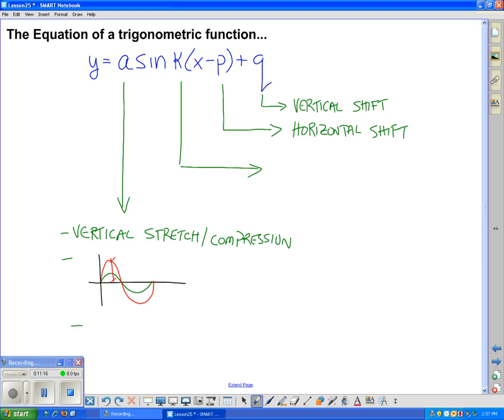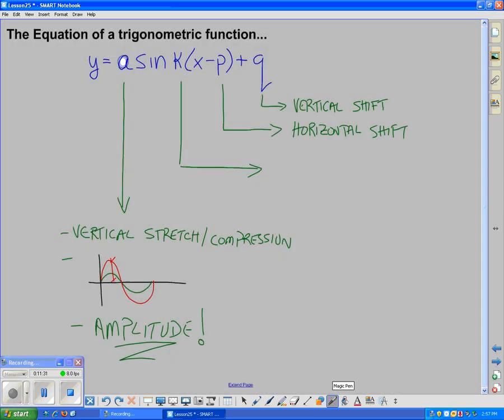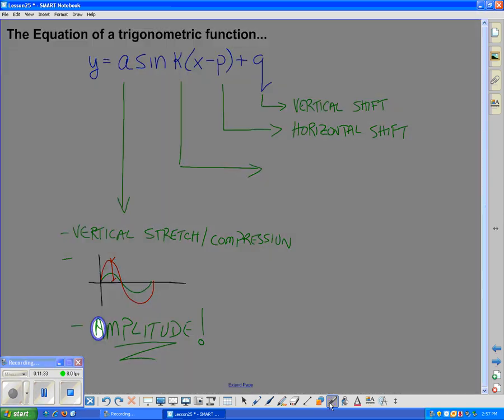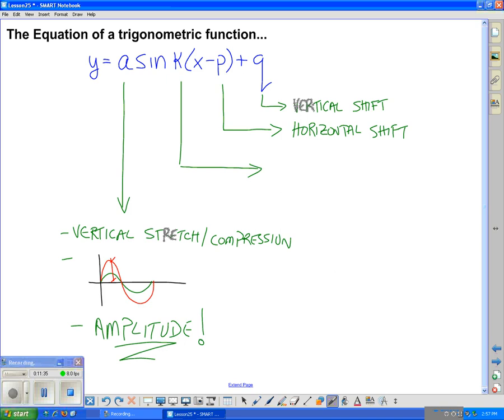Excuse me. So bottom line, amplitude is what your A value is. It's almost like we planned it. For those that are a little bit weaker in the English, A and amplitude starts with an A. See the connection? Okay. If you don't see the connection, I'll talk to you about it tomorrow.